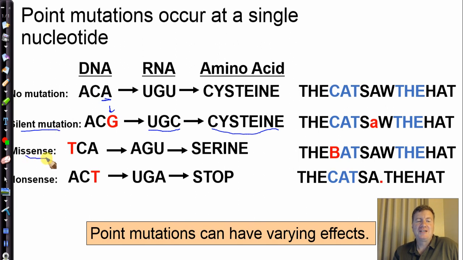A missense error is when we change something that does result in an amino acid sequence change. So here the A got changed to a T. When we transcribed this, we got a different sequence. Here you see AGU, where before it was UGU. Well, AGU means serine, that amino acid. So I'm showing you kind of how a word got changed: the bat instead of the cat. Okay, that's a missense mutation.